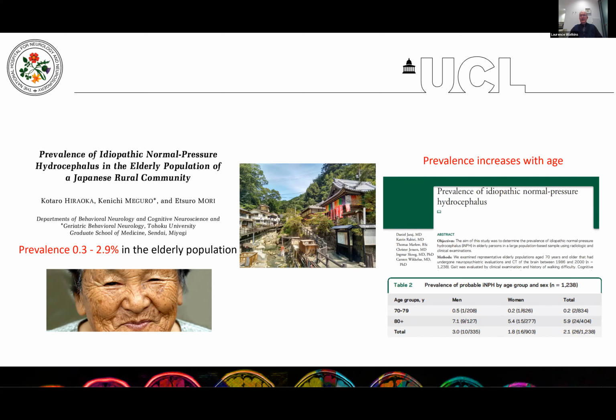And the other thing is this graph on the right shows that there is an increasing prevalence with age. So in the over 70s, 70 to 80-year-olds, it's about 0.2%. But once you get to 80 plus, it's more like 6%. So much more common the older you get.